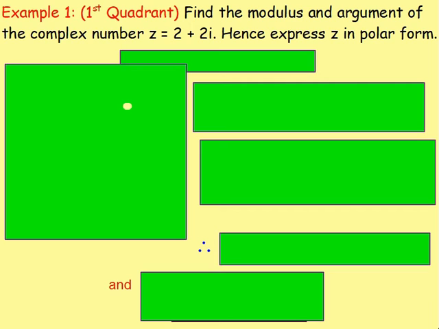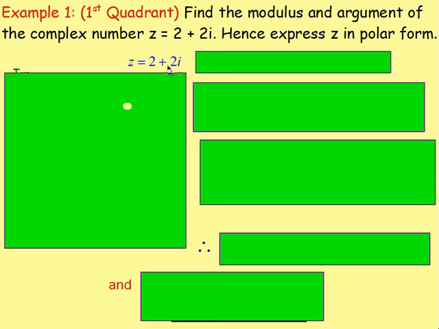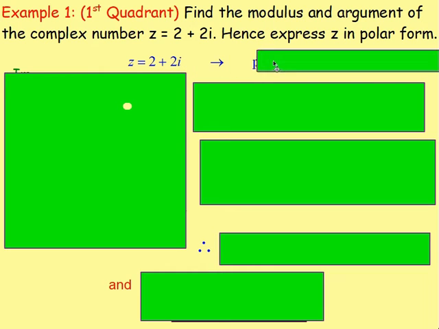So example 1, first quadrant. Find the modulus and argument of the complex number z equals 2 plus 2i, and hence express z in polar form. So the first thing we need to do is take the real part, which would be 2, and the imaginary part, without the i, which is also 2. So we want to plot the point 2, 2.